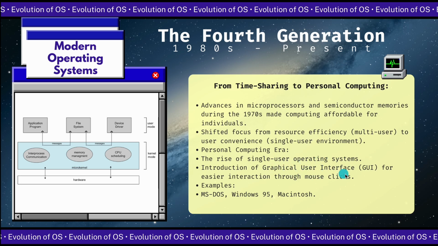It introduced graphical user interface, GUI, for easier interaction through mouse clicks. You could now see on the screen what the buttons are, what the windows are, and you can interact with them. It gave us a familiar kind of interface to use the computer instead of the previous terminal like systems, which gave us a command line interface. GUIs were much more user friendly, and this allowed computers to be used by the common person. The fourth generation operating systems included MS DOS, Windows 95, and Apple's Macintosh.